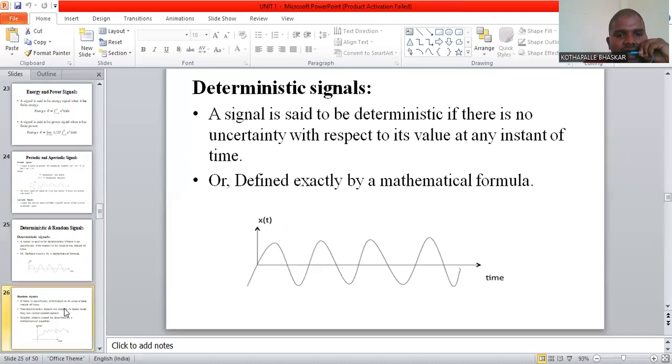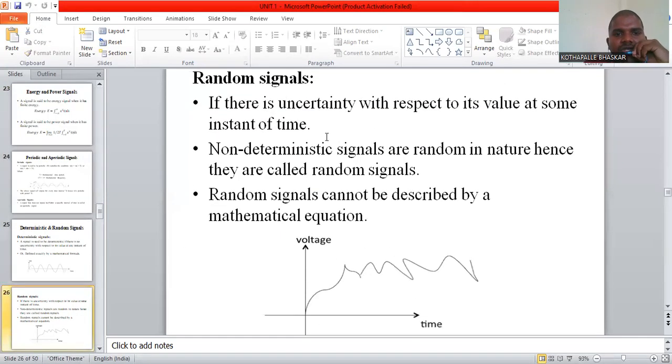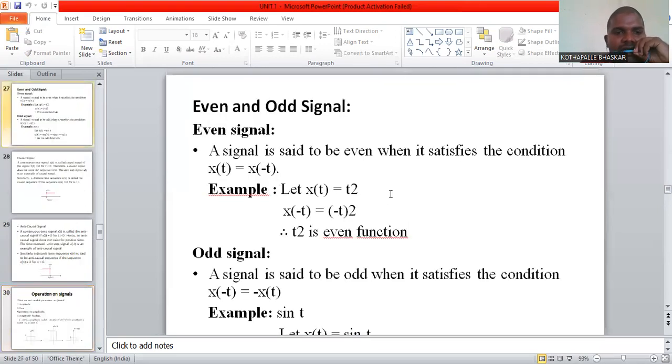Next one, random signal. If there is uncertainty with respect to value at any instant of time, that is called a random signal. Non-deterministic signals are random in nature, hence they are called random signals. The best example for a random signal is a noise signal. Random signals cannot be described by any mathematical equation. So this is an example for a random signal.